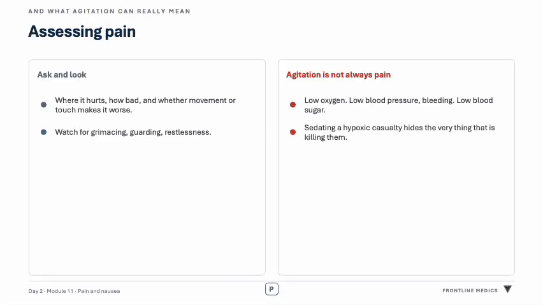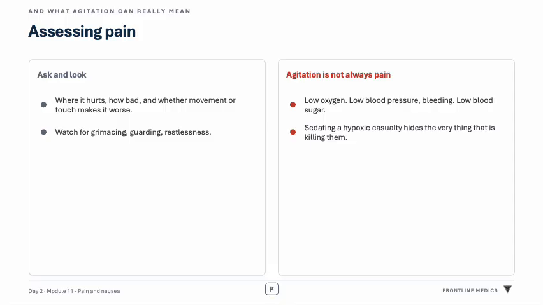Assessing pain is generally quite easy. Ask where it hurts, how bad, and whether movement or touch makes it worse. Watch for grimacing, guarding, agitation. And a point that matters: don't assume that sudden agitation is caused by pain. It should be a diagnosis of exclusion.